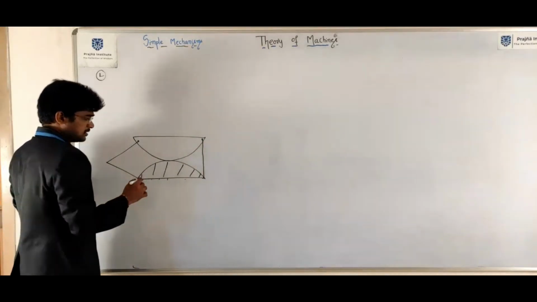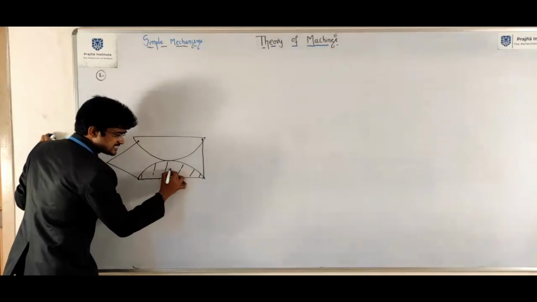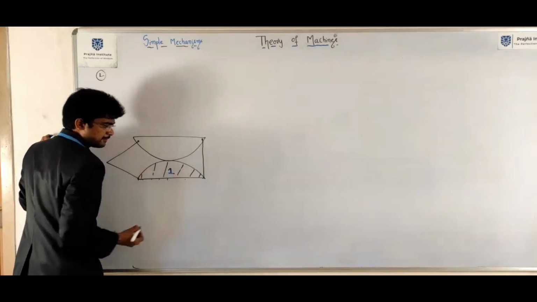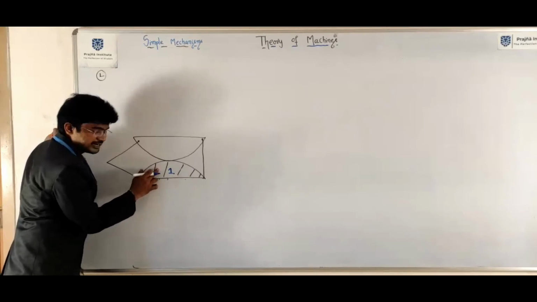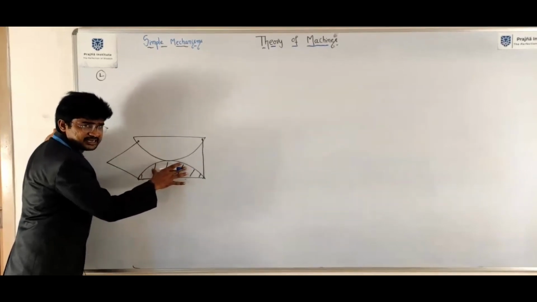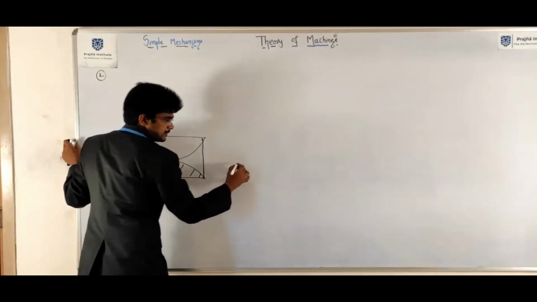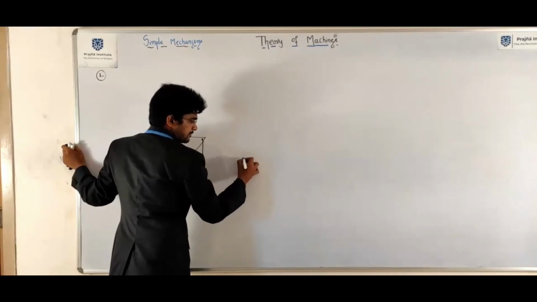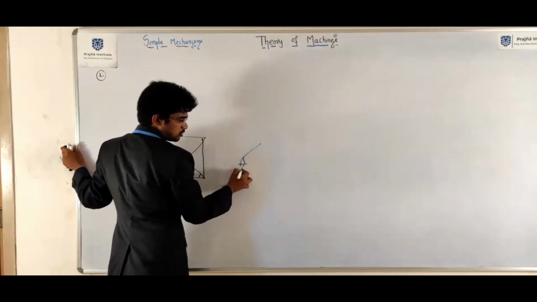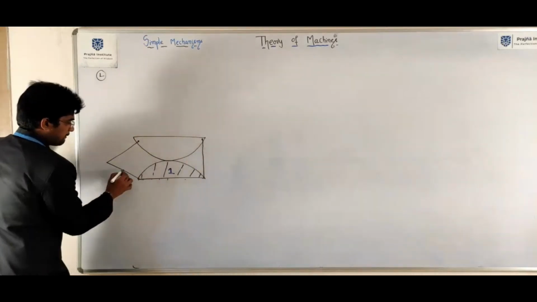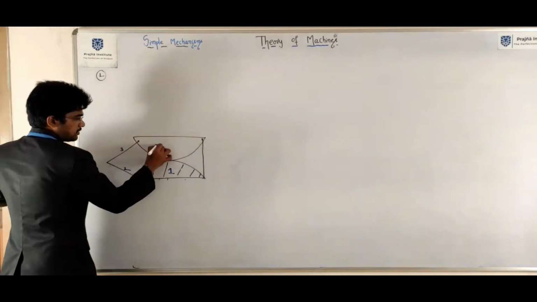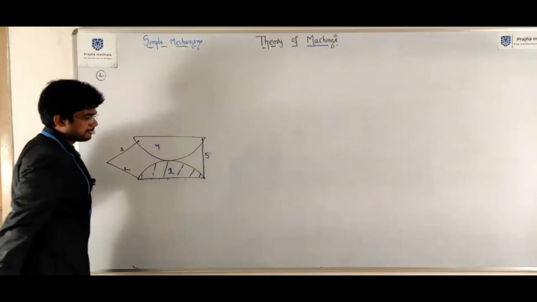Here, this complete thing is a single link. There is no relative motion between the fixed link and this link. The complete thing is a fixed link. Correct? Here you have relative motion between 1 and 2. This is 2, 3, 4, 5.